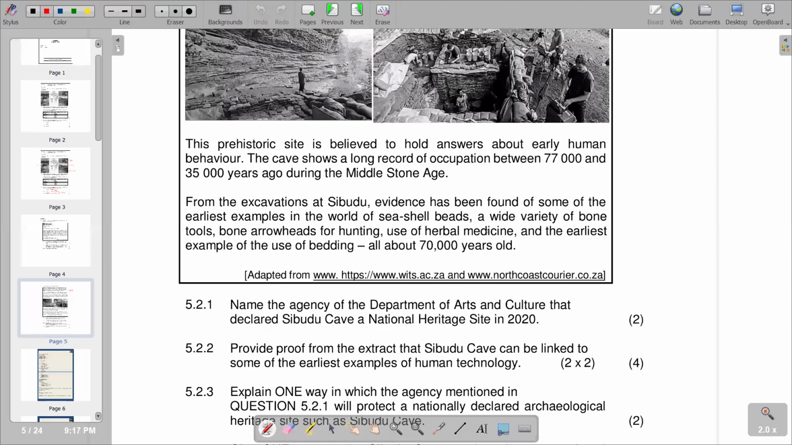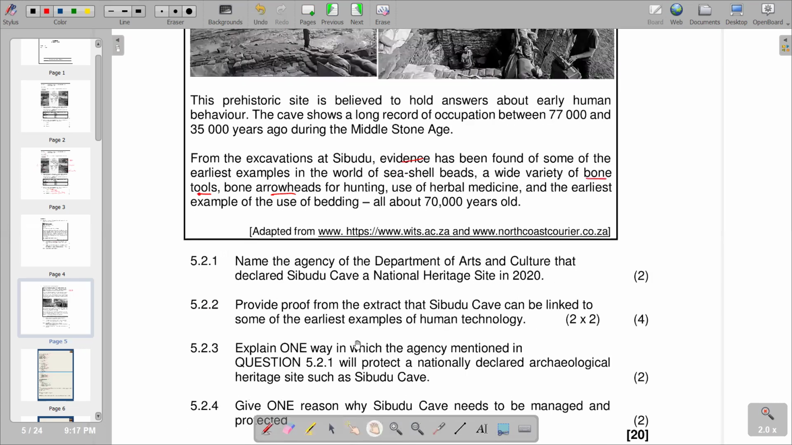So according to the information given, from the excavations of Sibudu, evidence has been found of some of the earliest examples in the world of seashell beads, a wide variety of bone tools. So bone tools is one of the proofs, and then bone arrowheads for hunting. So this is the technology that we are talking about. So that's what we have. So we are saying those two can also be included there. Remember, the question needs two.